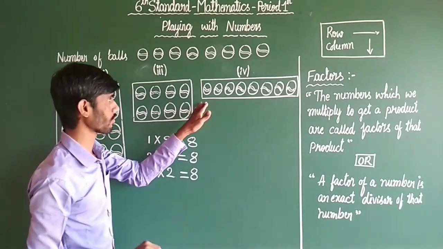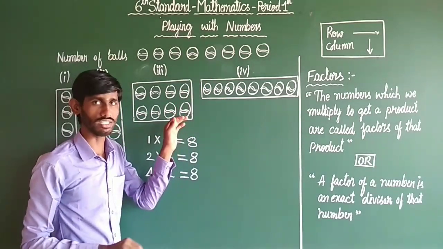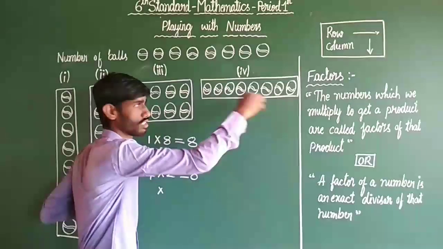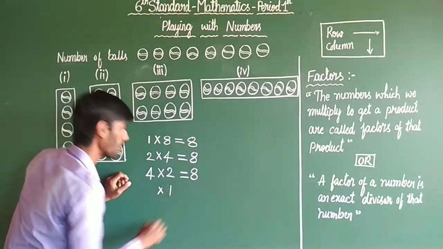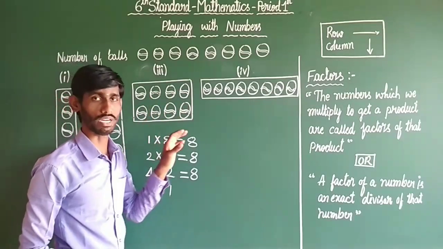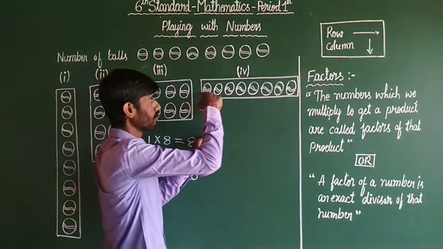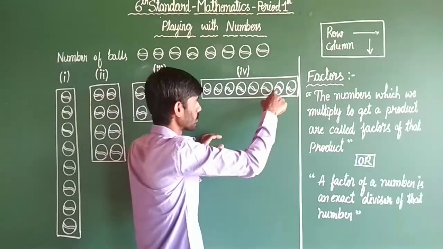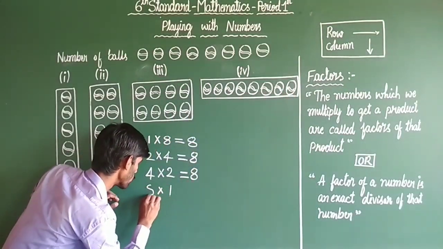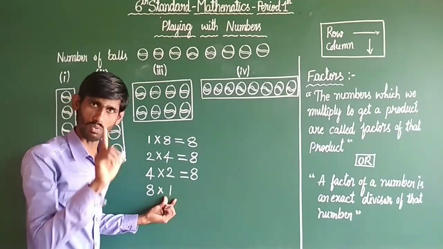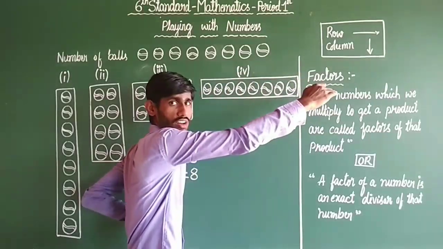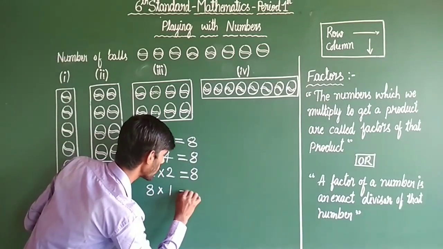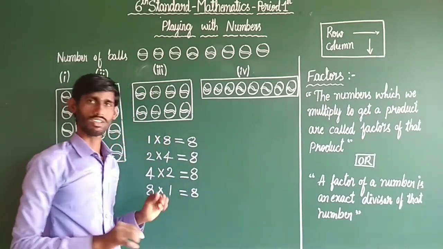The fourth pattern: how many rows are here? There is 1 row. This is totally 1 row. In 1 row, how many balls are here? 1, 2, 3, 4, 5, 6, 7, 8. There are 8 balls. The number of rows is 1. This is only 1 line. In each row, 8 balls. 8 into 1 is equal to 8.